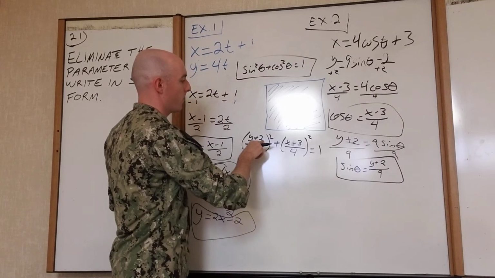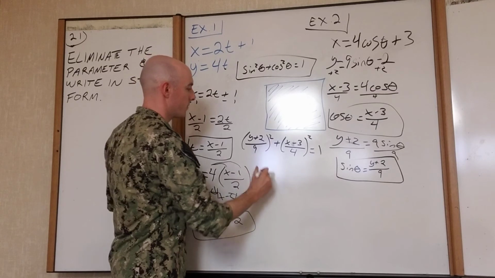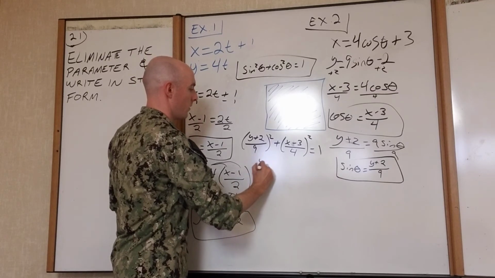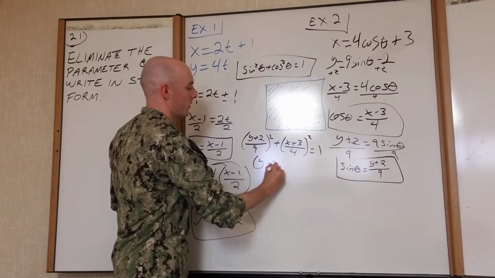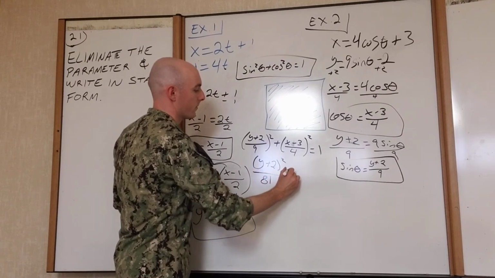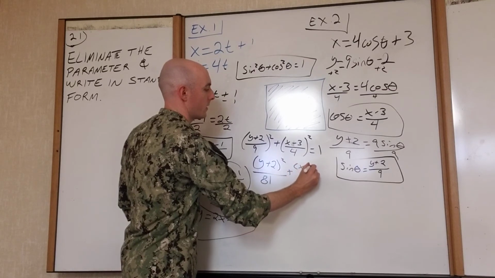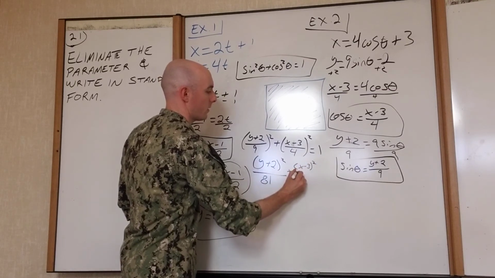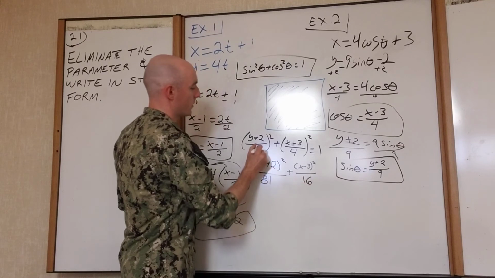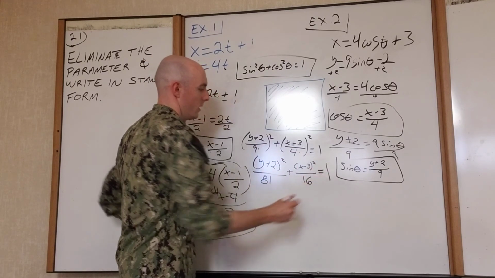We won't mess with the top, we'll leave that squared, but we can actually then square the bottom. So we get (y plus 2) squared over 81 plus (x minus 3) squared over 16, so we just squared the bottoms, equals 1.